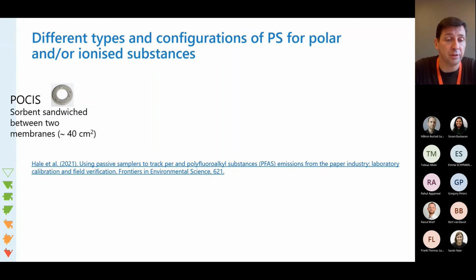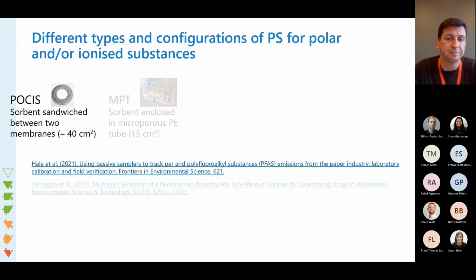So we've got this POCIS that was developed in the years 2000, 2005, I think, the first paper. So basically, it's a sorbent, SPE sorbent, sandwiched between two membranes. To start with, these membranes were made of polyether sulfone, and then different things have been tested over time. Here, the paper is referring to a study where our student Baptiste used a nylon membrane to be able to trap these wax, and it shall be sorbent to be able to sample PFAS.